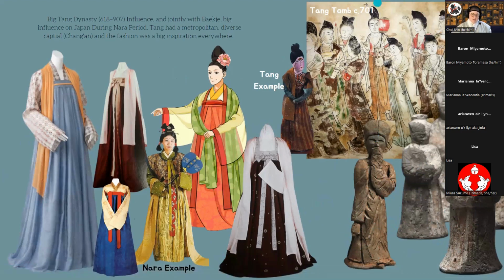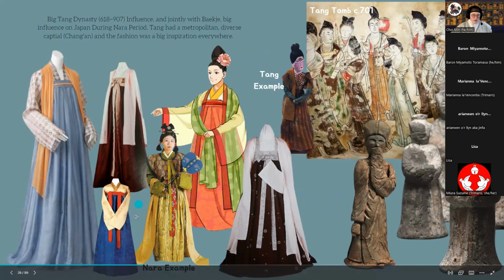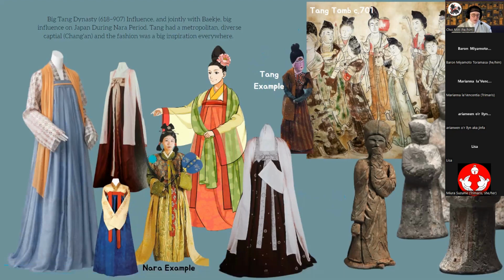But here's a Tang tomb from 701, and then this is a Tang tomb figurine. And so a lot of people are using these examples to interpret Silla Dynasty stuff, but it's probably not exactly accurate. And down here, I have this Nara example because this Nara example has that Banbi look, and then they have it tied at the waist instead.